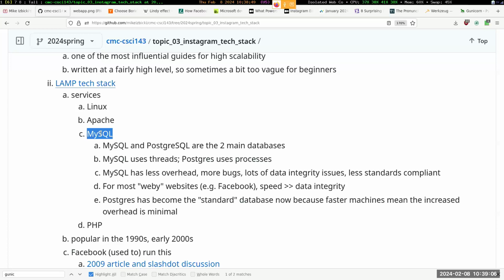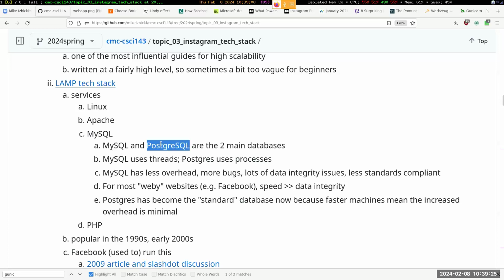The database system, from our perspective as a data science class, is the most important part of this tech stack. And MySQL, back in the day, was the most popular of these databases. So this LAMP tech stack was really popular in about the 90s. And MySQL was really the only database that people used at that point.